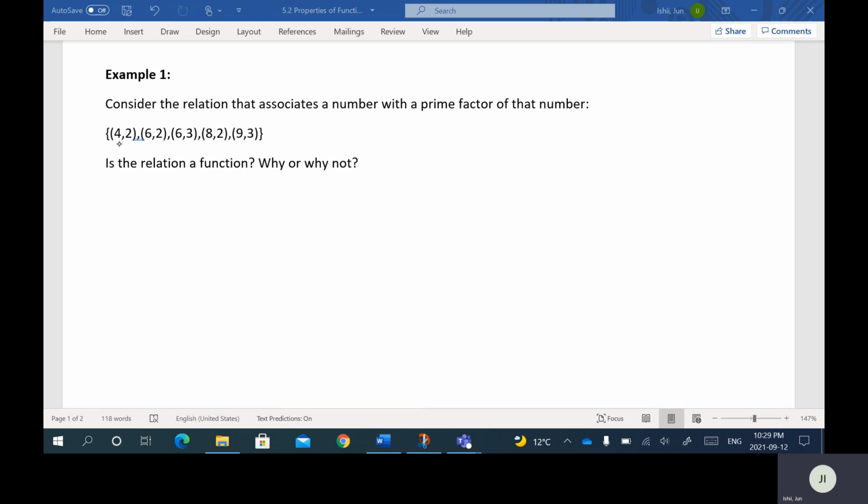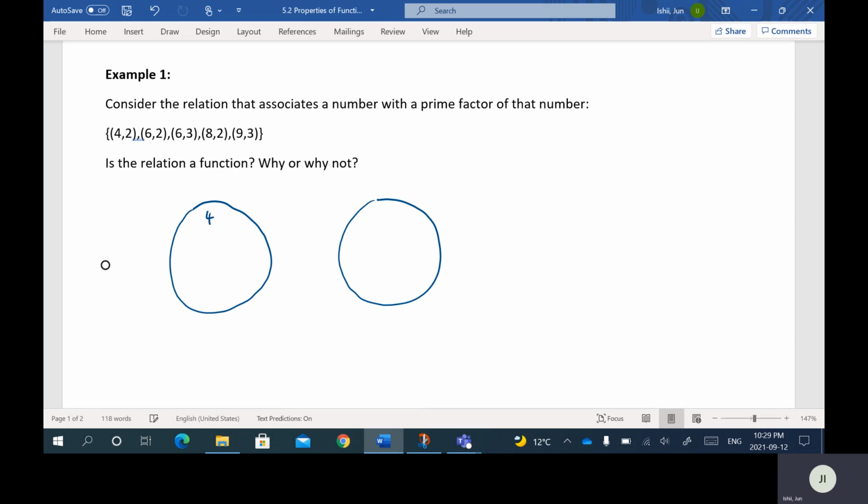We have 4, 2. The 4 would be part of the domain, and 2 would be part of the range, because that would be the second set. In other words, the 4 is what they call an independent variable, and the 2 is the dependent variable. To actually answer this question, I think it would be better if we drew an arrow diagram.